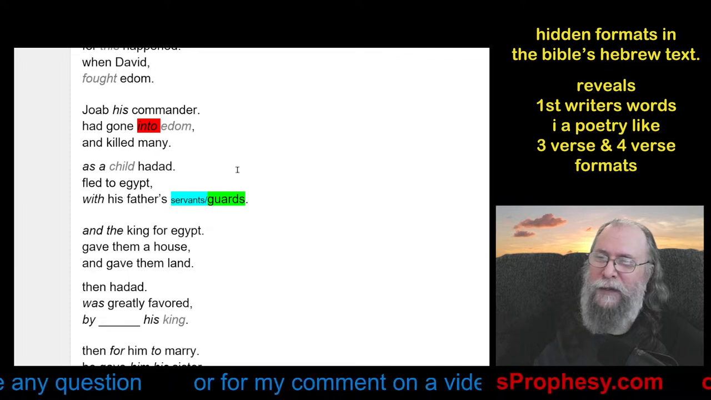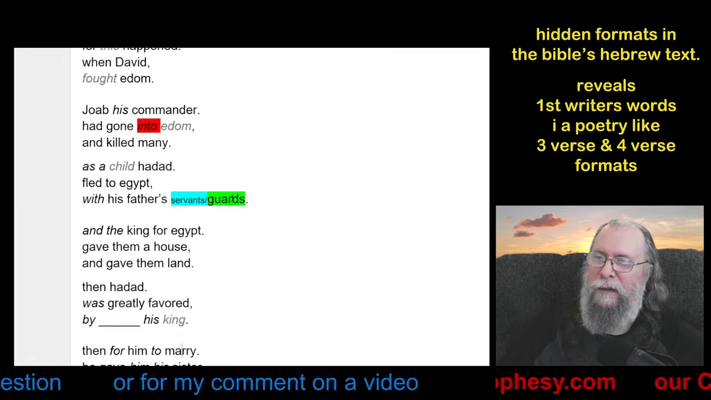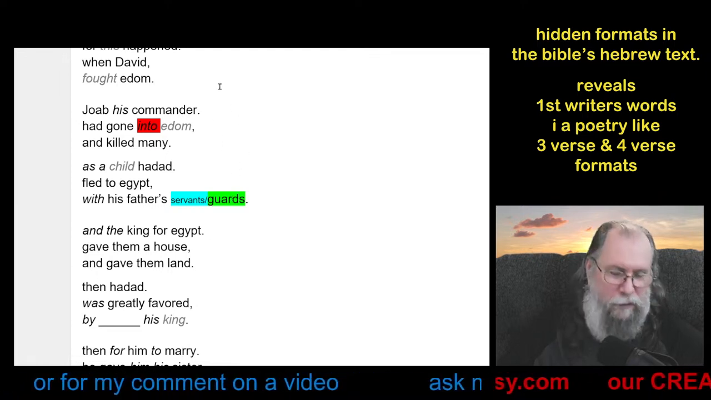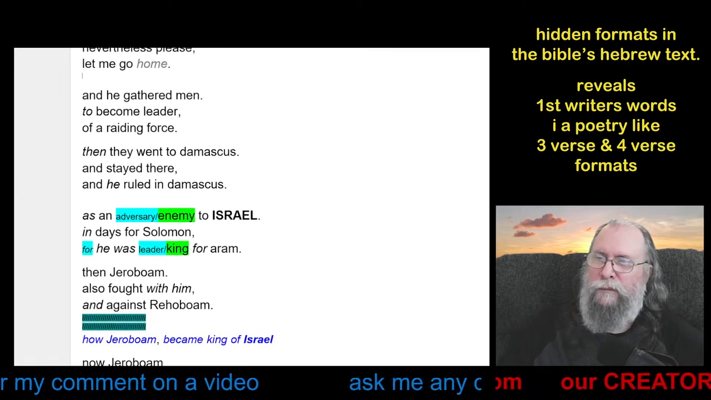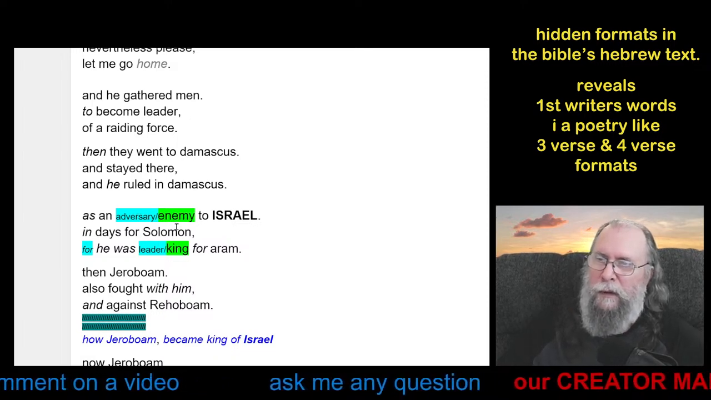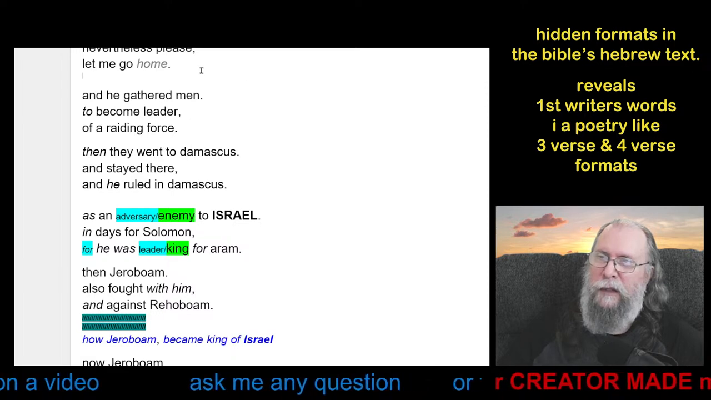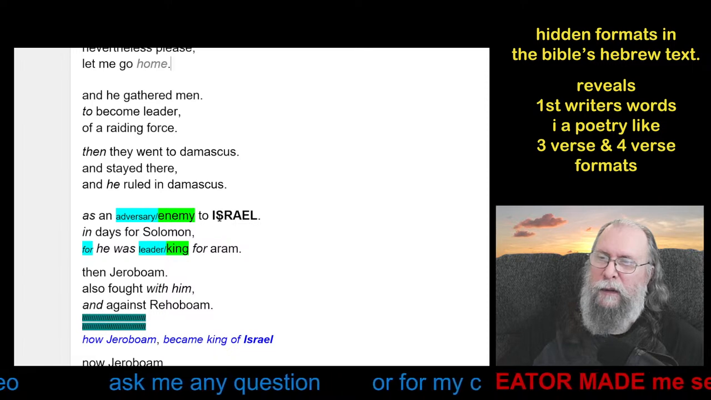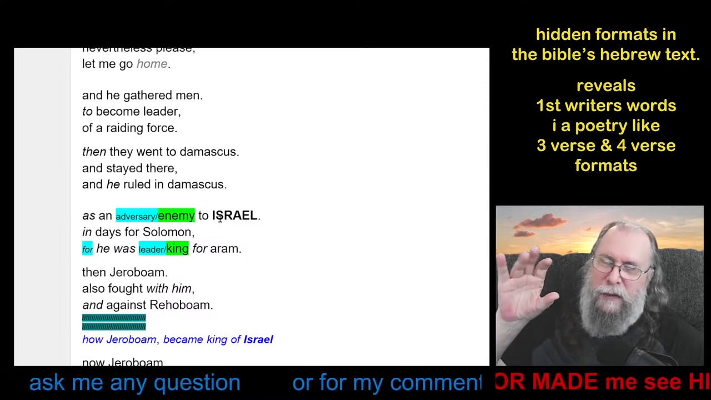Servants to guards. They wouldn't add servants to do this. They would add guards to take his son to Egypt. The adversary is the enemy. The leader for Aram was actually a king for Aram. It has been reestablished that even, like I said, the king was in Damascus.